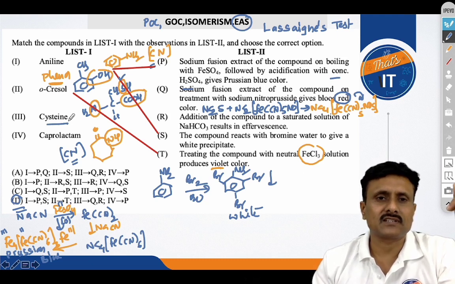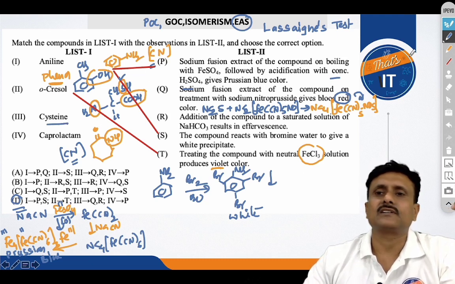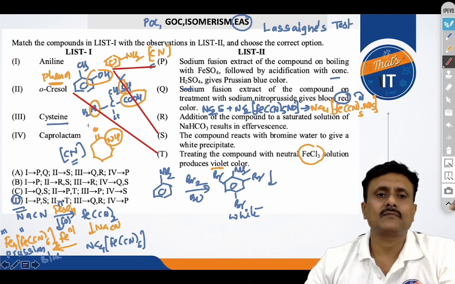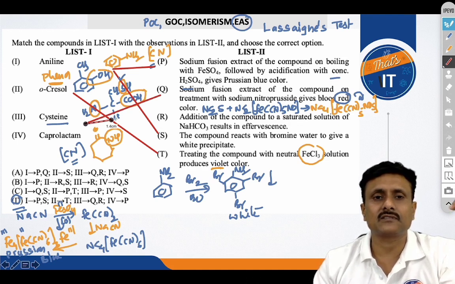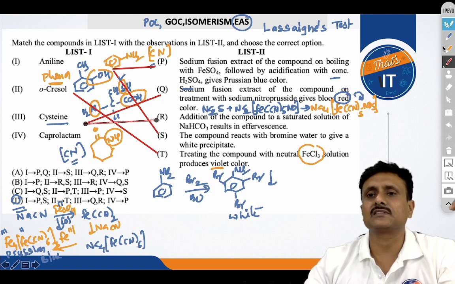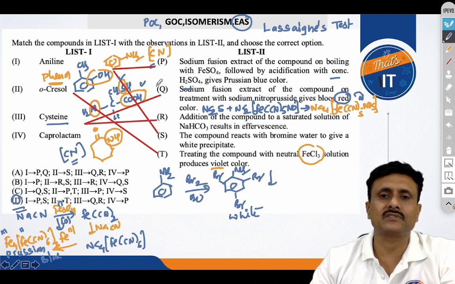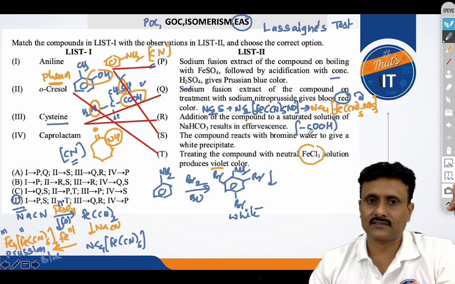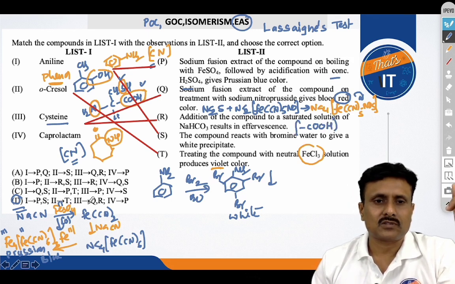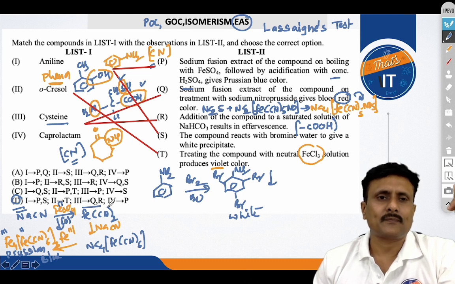Because cysteine contains sulfur, the test related to that is nothing but Q. Alright. Addition of the compound to a saturated solution of NaHCO3 giving effervescence is also cysteine, because you know that cysteine has what? COOH. You know that COOH gives rise to effervescence because of the evolution of carbon dioxide gas, isn't it? So third option is matching with Q comma R.